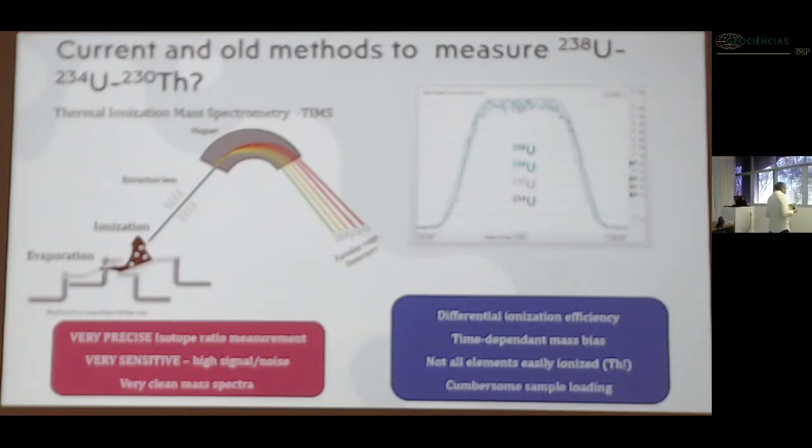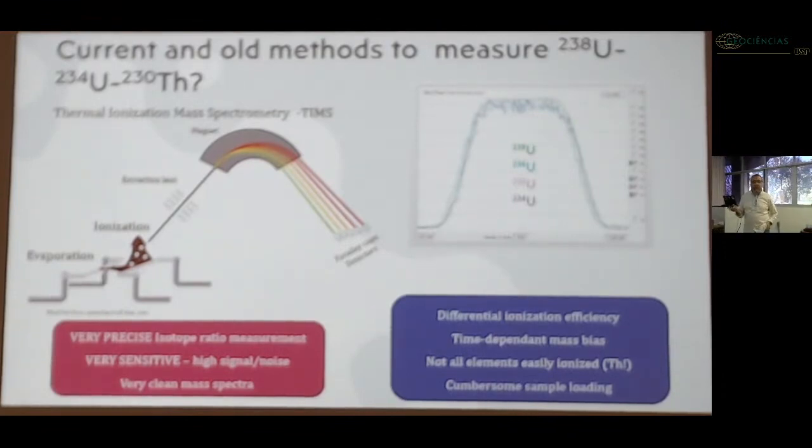The advantage of thermal ionization mass spectrometry is, first of all, it was the first method to actually count the isotopes based on their real abundance and not just the radioactivity. It's very precise. The results are very precise. It's very sensitive. The signal to noise ratio is very large and it has a very clean mass spectrum. And this is very important because there lies one of the limitations of multi-collector ICP.